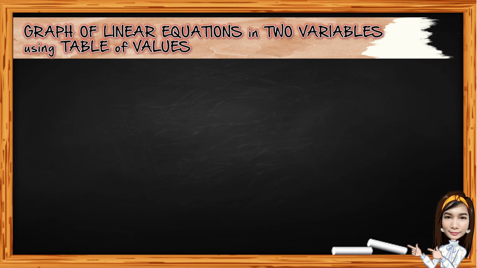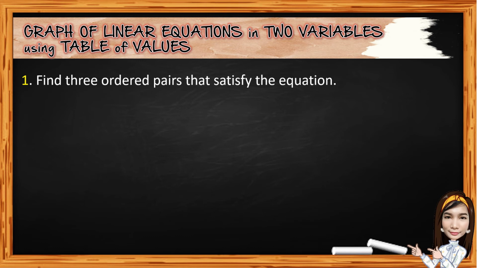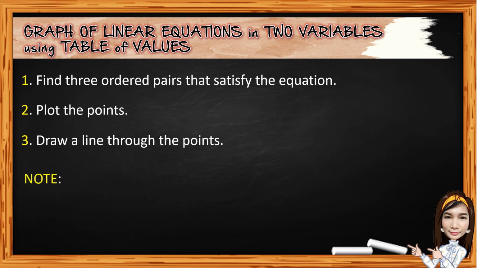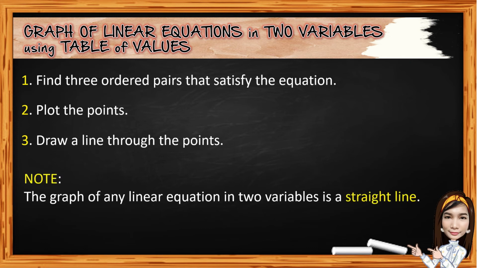Now moving on to graphing linear equations in two variables using the table of values. Here, first, find three ordered pairs that satisfy the equation. Second, plot the points. Third, draw a line through the points. Now take note, the graph of any linear equation in two variables is a straight line.